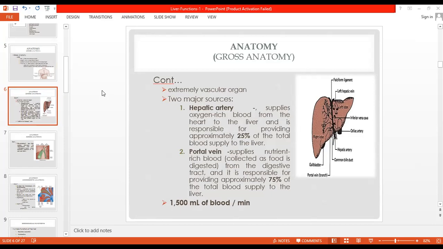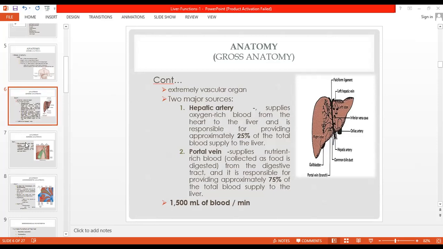Meanwhile, the portal vein supplies nutrient-rich blood collected as food is digested from the digestive tract, and it is responsible for providing approximately 75% of the total blood supply to the liver. So the two blood supplies eventually merge into the hepatic sinusoid, which is lined with hepatocytes capable of removing potentially toxic substances from the blood.